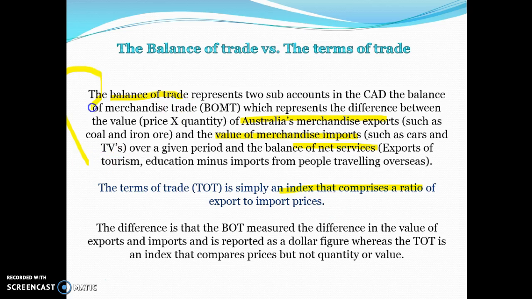So the first one, the balance of trade, is all about the values. In this case here, we're just looking at comparing the average prices. So the difference is the balance of trade measures the difference in the value of exports and imports, and is reported as a dollar figure. The terms of trade is an index that compares prices but not quantity or value.